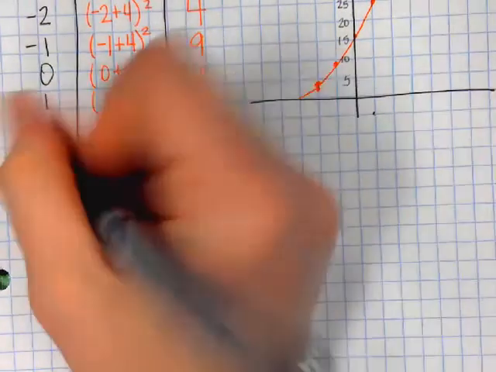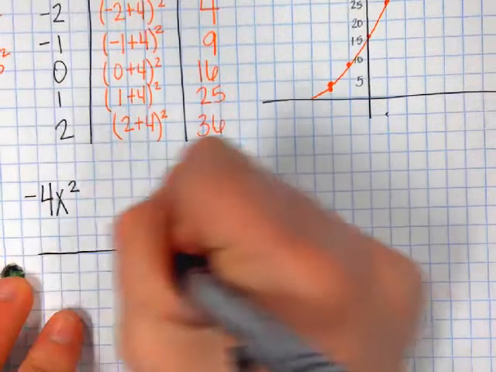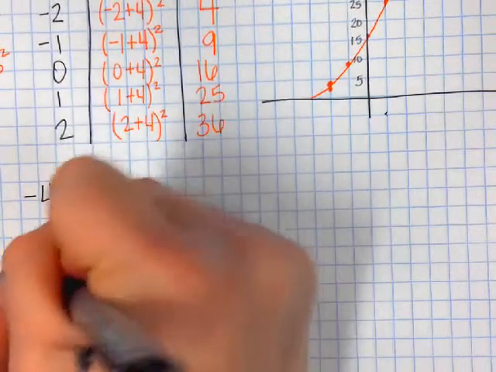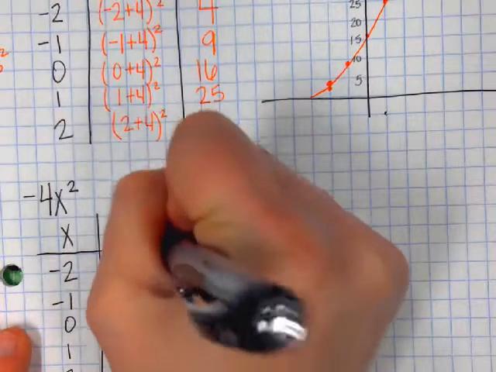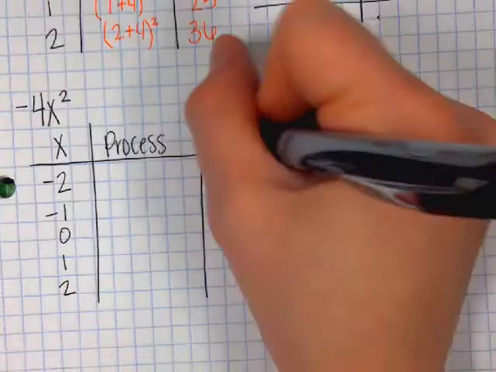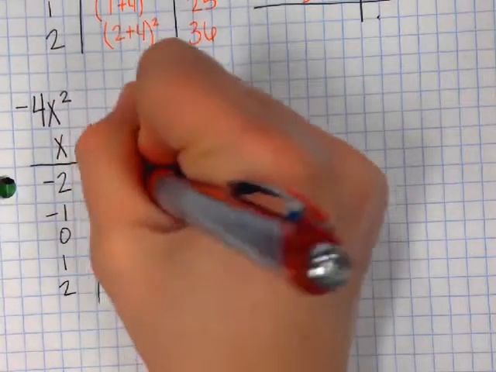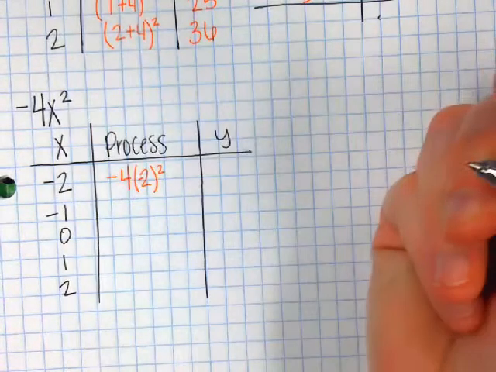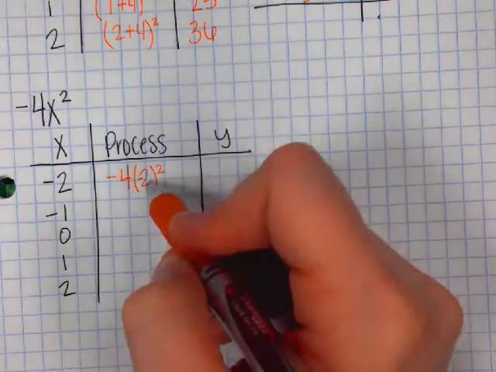Okay, I have one more. I know this is taking a while, but I have one more that I want to do just because that's what's going to be on your worksheet. So negative 4x squared. So x, negative 2, negative 1, 0, 1, and 2. Process and y. So we have negative 4 times negative 2 squared.